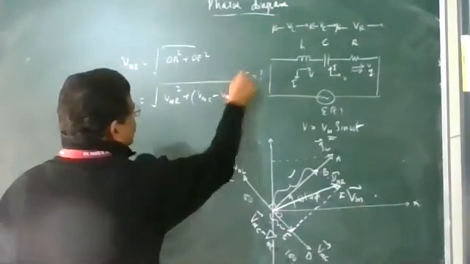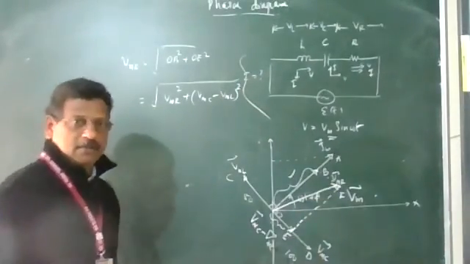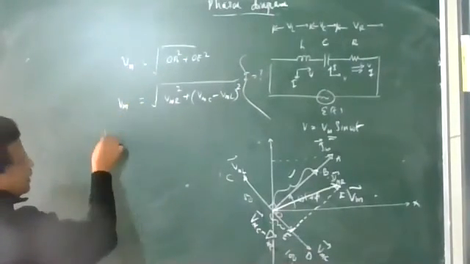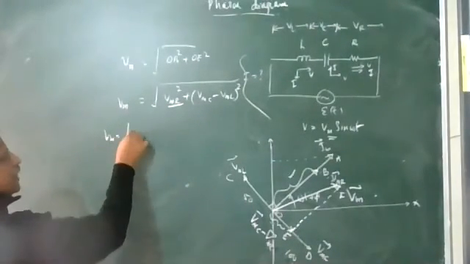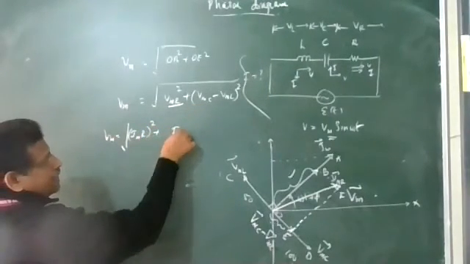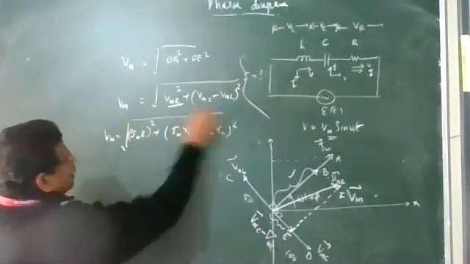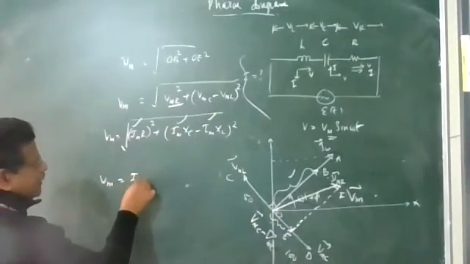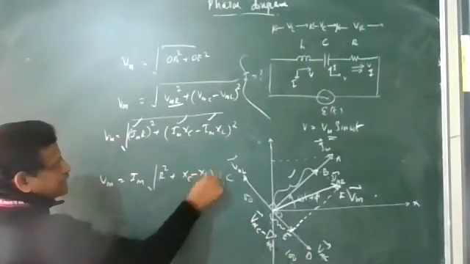Here is a very important point: vector addition is for voltage. Numerical values you can substitute. VM is equal to the square root of VMR square, the maximum voltage of the resistor, IM R whole square, plus VMC minus VML, that is IM XC minus IM XL, whole square. Here IM is common, so that will come outside. That is IM into the square root of R square plus (XC minus XL) whole square.